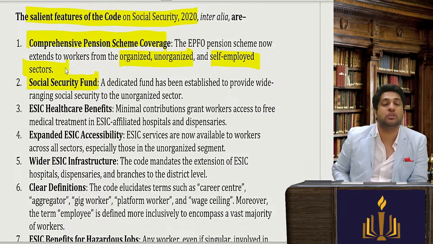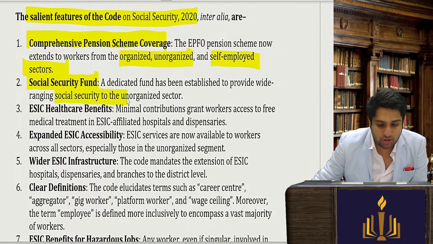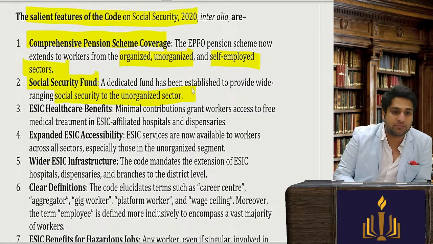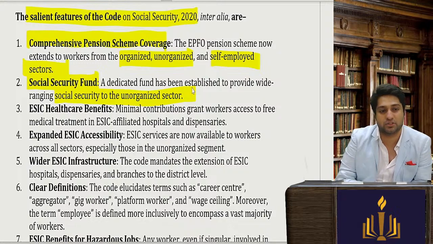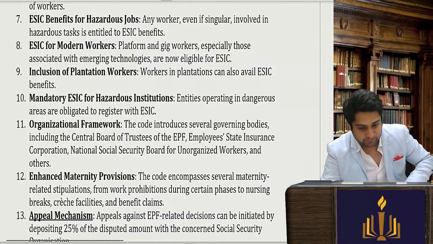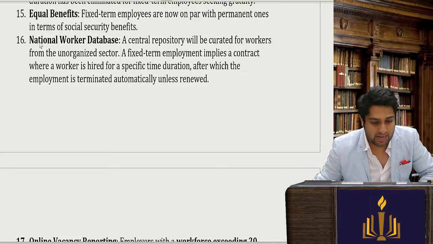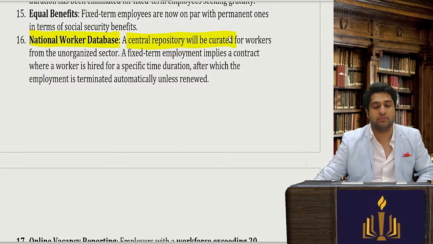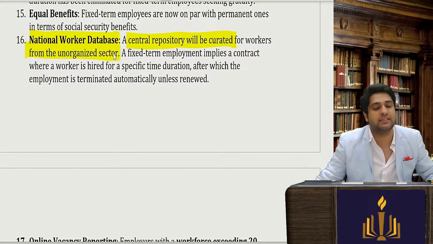Government has said to create a social security fund for the unorganized sector, so that in case they also have issues, we will have to first maintain a database of how many people are working in the unorganized sector. So even a database is to be created. We'll see where it is given. Creation of a database. See, a national worker database. A central repository will be curated. A central database will be created for workers from the unorganized sector.